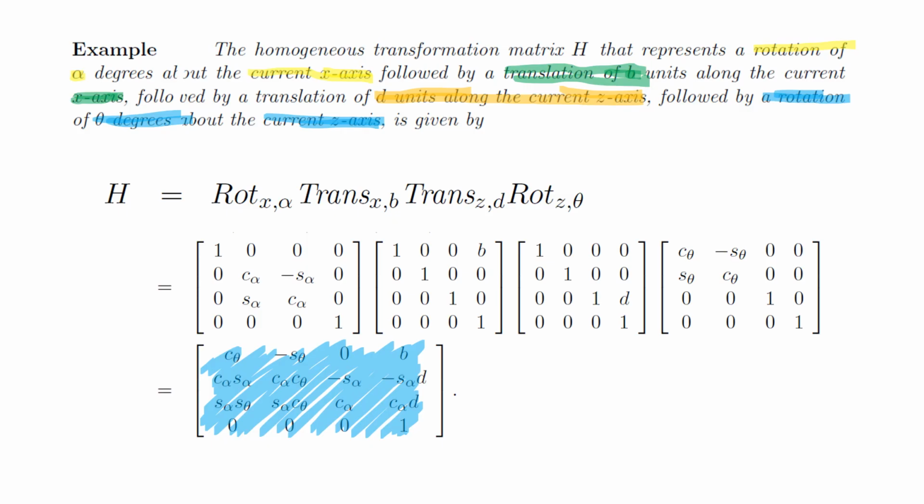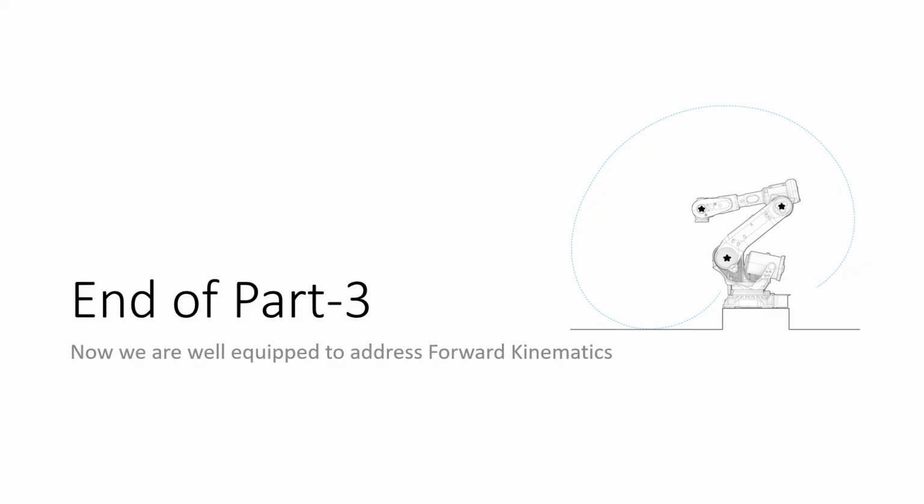And at this particular stage, I can safely say that we have covered all the requisite detail that we wanted to cover in homogeneous transformations. And now we are well equipped to handle any kinematics related task for robotic manipulators. So that's why we're going to stop over here. Next time, we are going to handle forward kinematics for robotic manipulators.